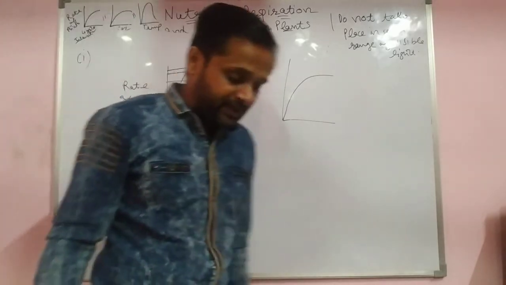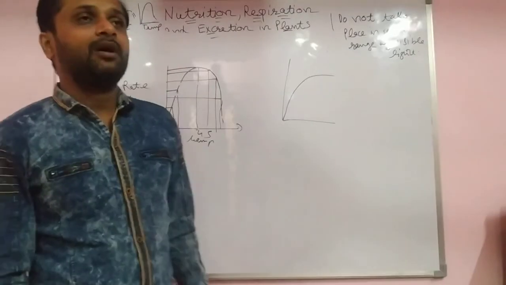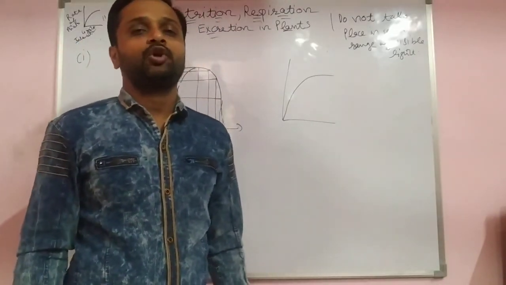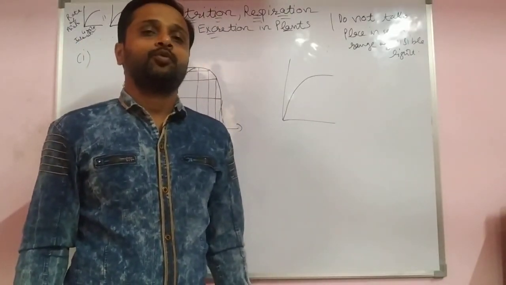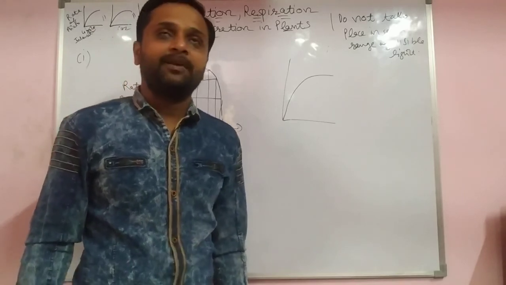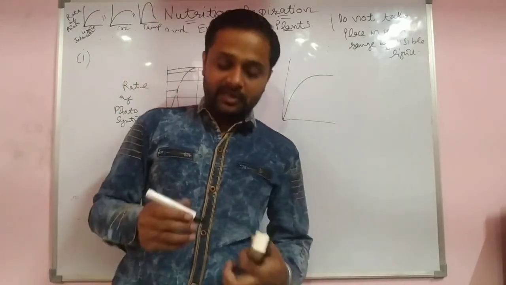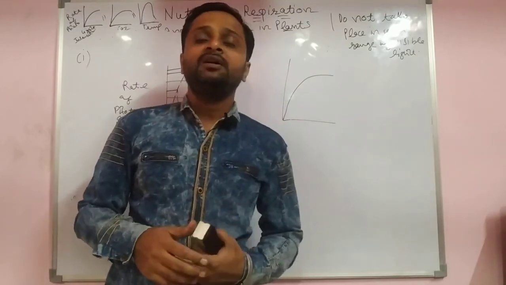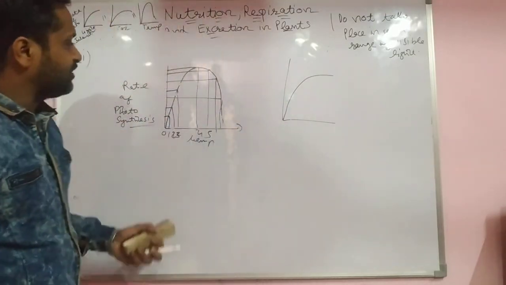What does it mean? If a high temperature is there, students, the stomata always close. Keep in mind, closed. To protect the plant from the outer temperature, the stomata close, and the rate of photosynthesis starts decreasing. So this is a very easy graph, students.